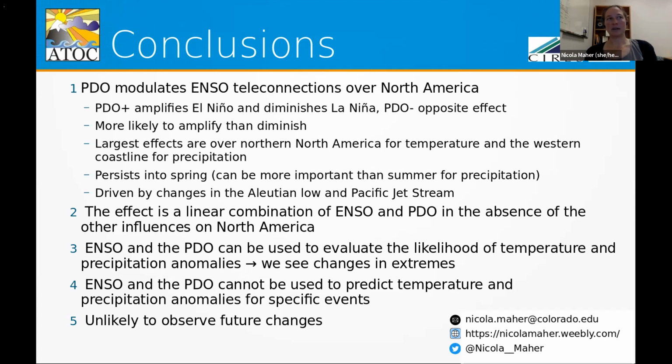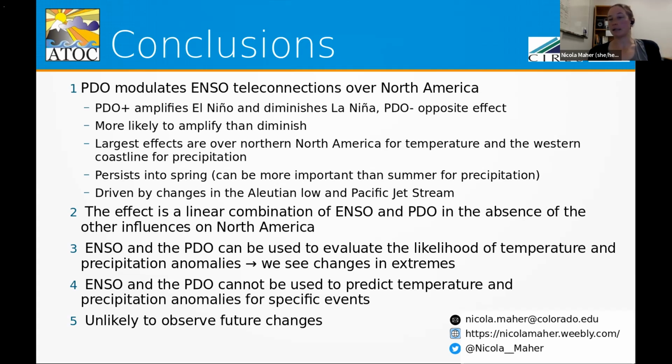We find the largest effects are over Canada and Alaska for temperature, and the California coastline for precipitation, and that this effect persists into spring where it's smaller but can be more important for precipitation. And this is driven by kind of a modulation of the Aleutian low and the Pacific jet.